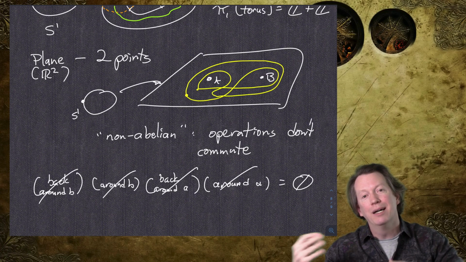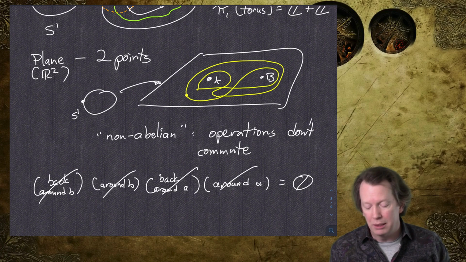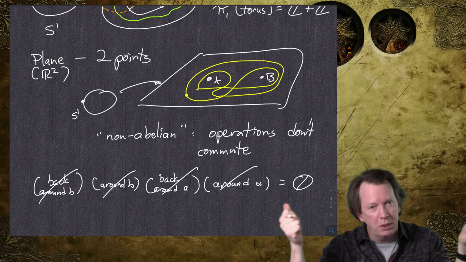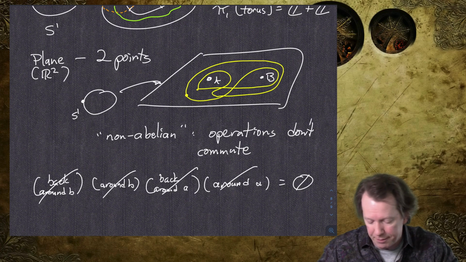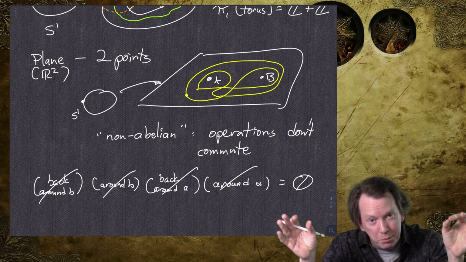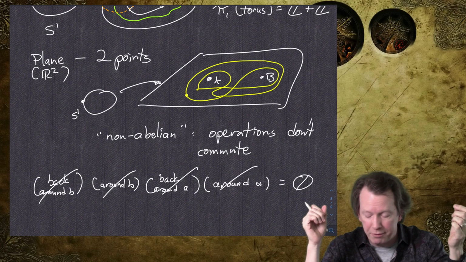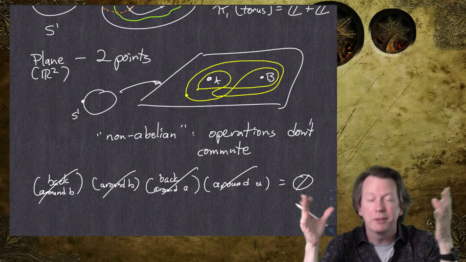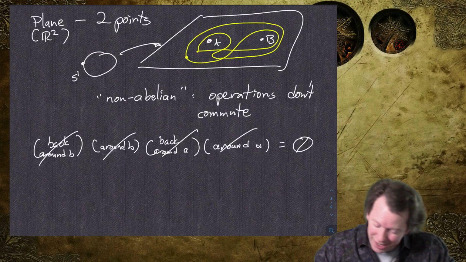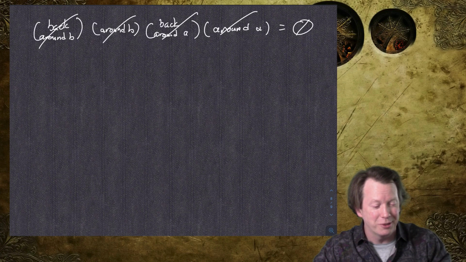That's what it means to be a non-abelian collection of operations. Abelian means everything just commutes with each other. Non-abelian means it doesn't. So the fundamental group of some arbitrary topological manifold need not be abelian. Okay, there you go. I spent far too much time explaining that, but it's true. It's an important fact.